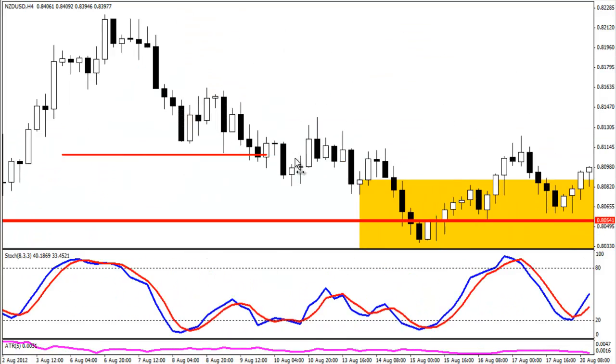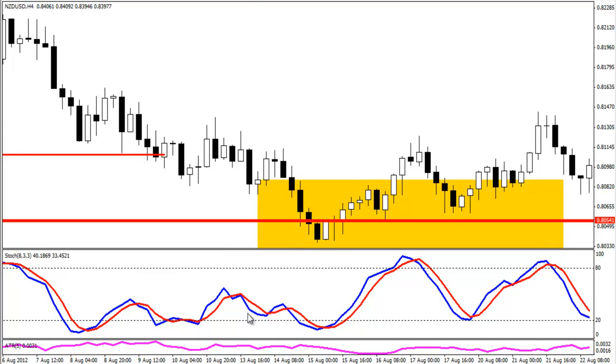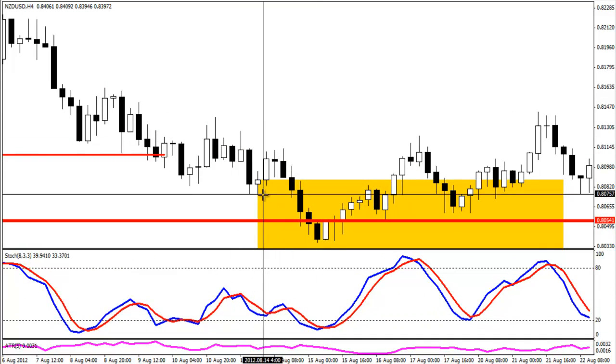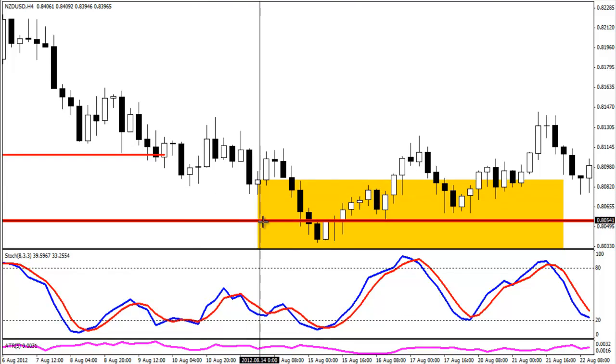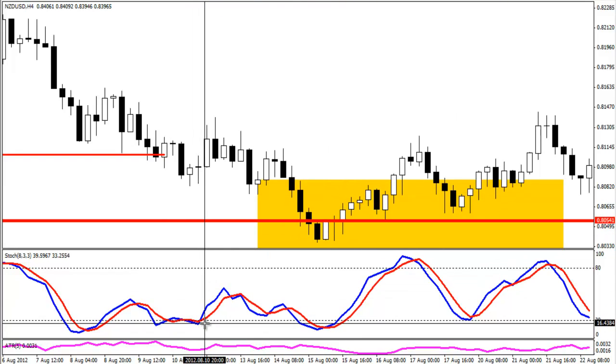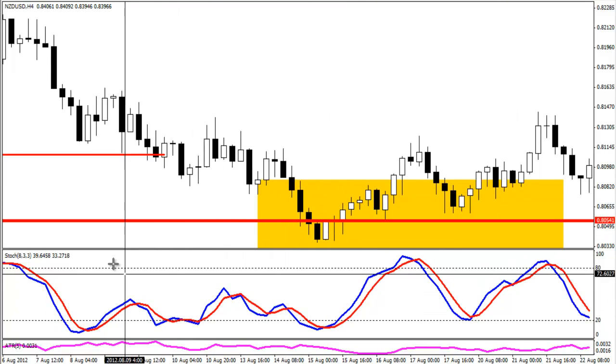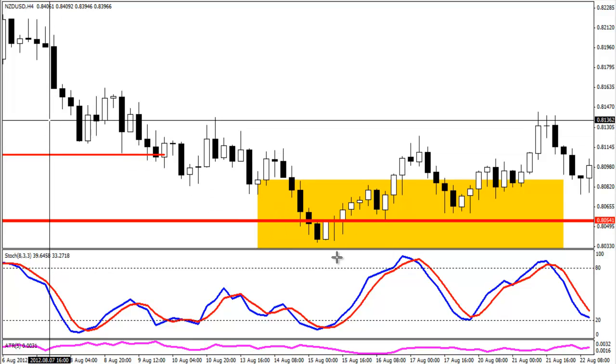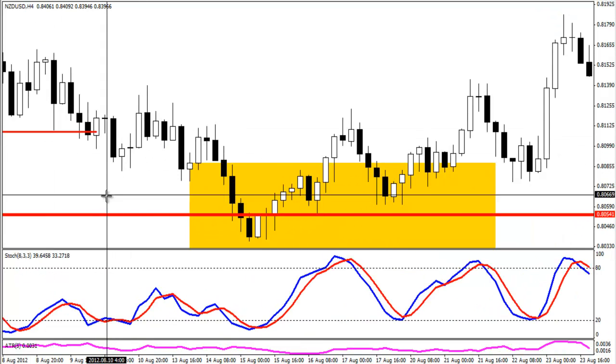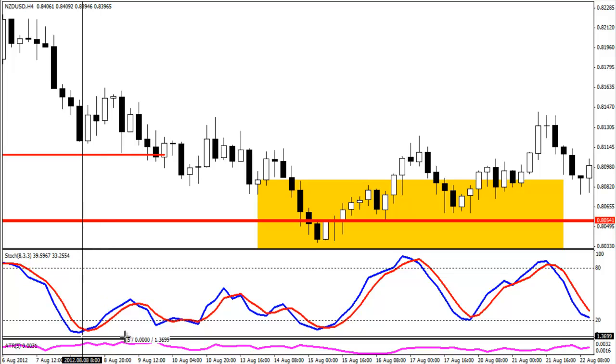And unfortunately here, there's no real divergence as such. We have a lower low and a lower low. And again, we have ourselves a lower low and a lower low. The only real divergence there is a really, really long-term divergence. And that's kind of a bit too far to really take into account.